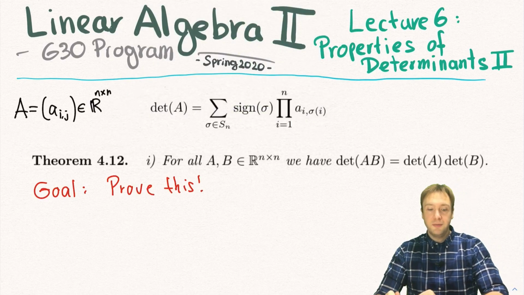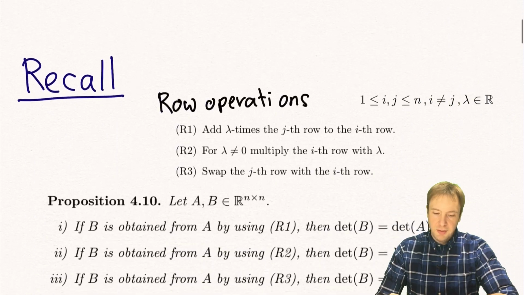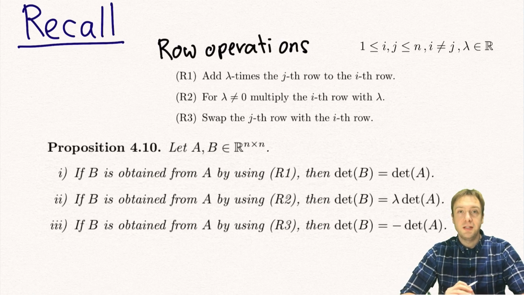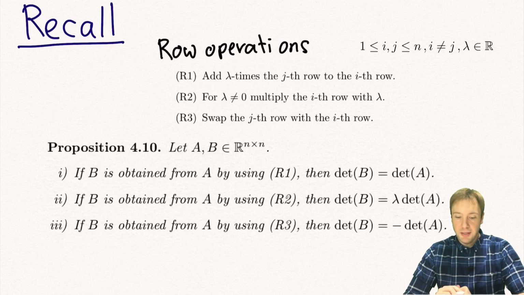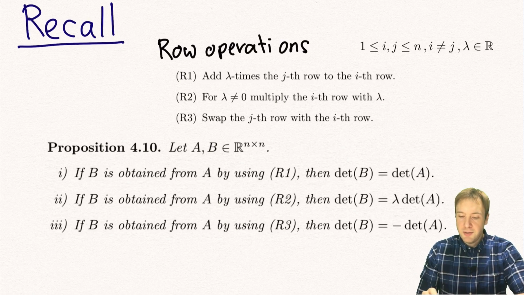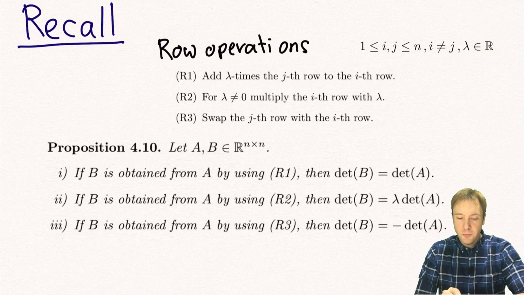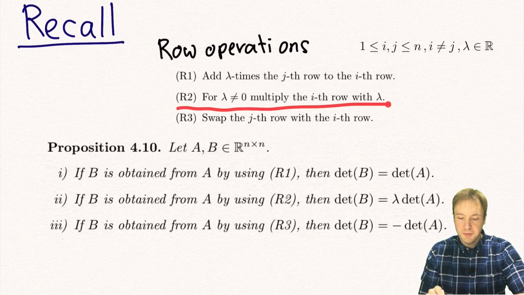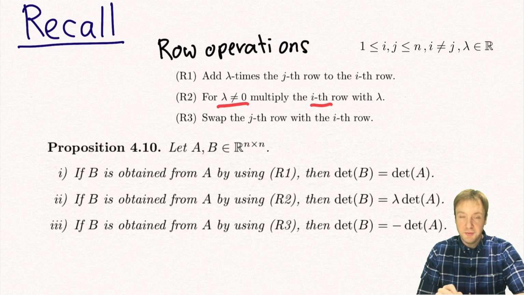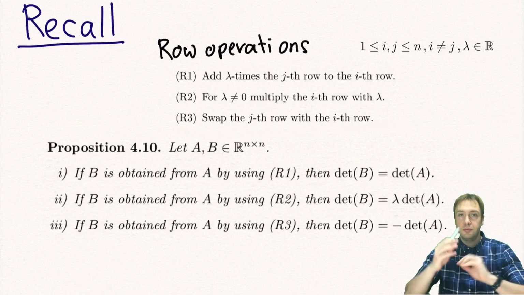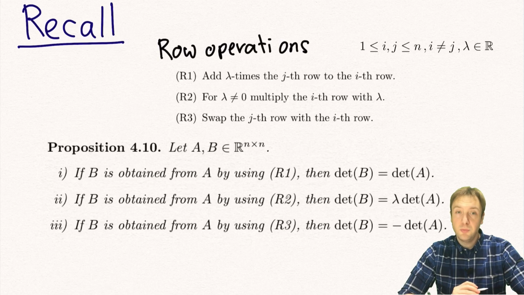Okay, but first let's recall a little bit from last time. So last time we also talked about these row operations which we saw in Linear Algebra 1. So there were basically three types. If I have an n by n matrix and I take some i, j smaller than n, which are different, and I also have some number lambda, then row operation R1 was to add lambda times the jth row to the ith row. R2 was to multiply the ith row with this number lambda, which is non-zero. And row operation R3 was to just exchange the jth row with the ith row.